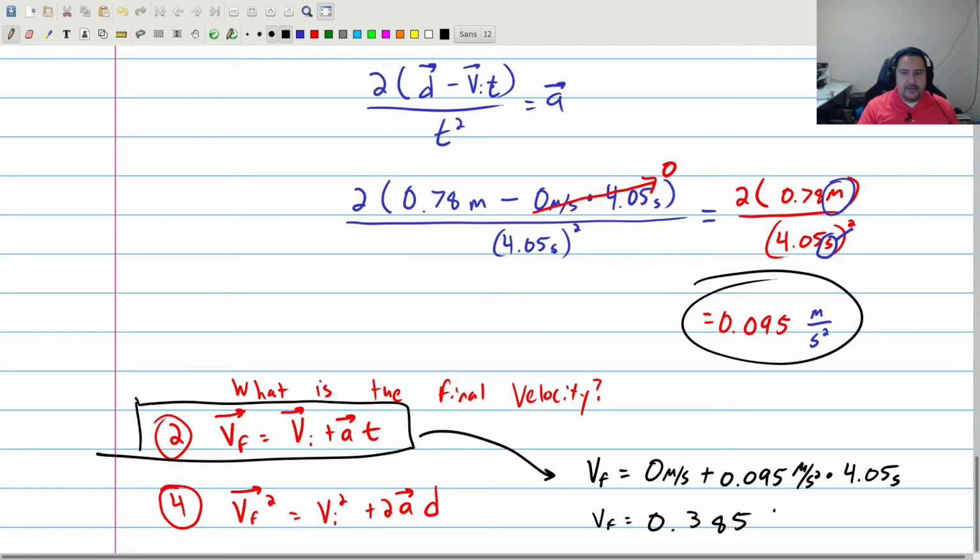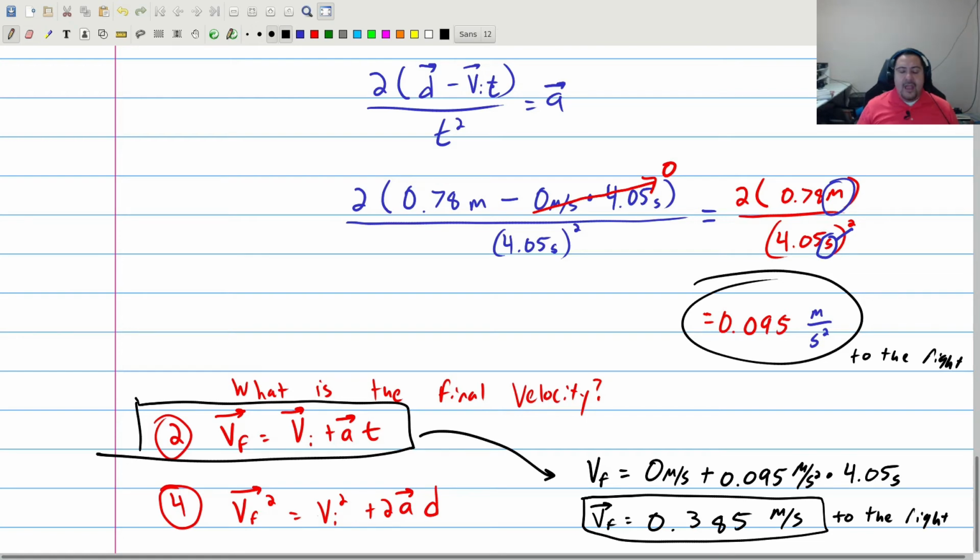0.385 meters per second. By the way, both of these answers are going to be vectors, which means in my diagram above, this was all to the right, so this is to the right. And V final is also to the right. Now you do have to admit, the algebra got a little bit messier there. But it's all right, and we'll get used to using that algebra with practice. What do you say we try another one?